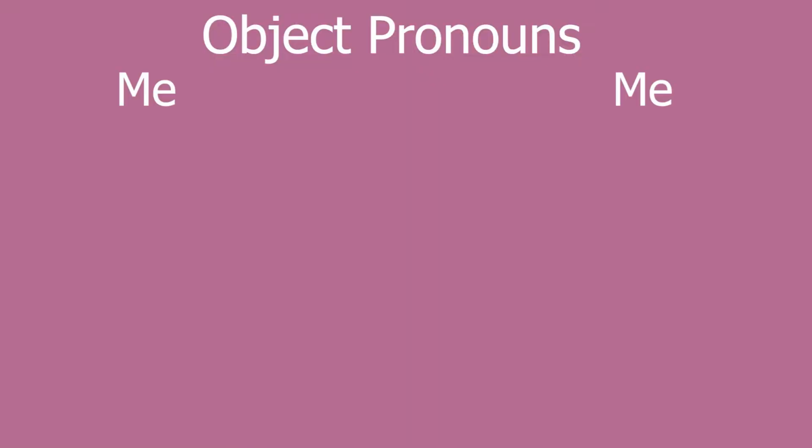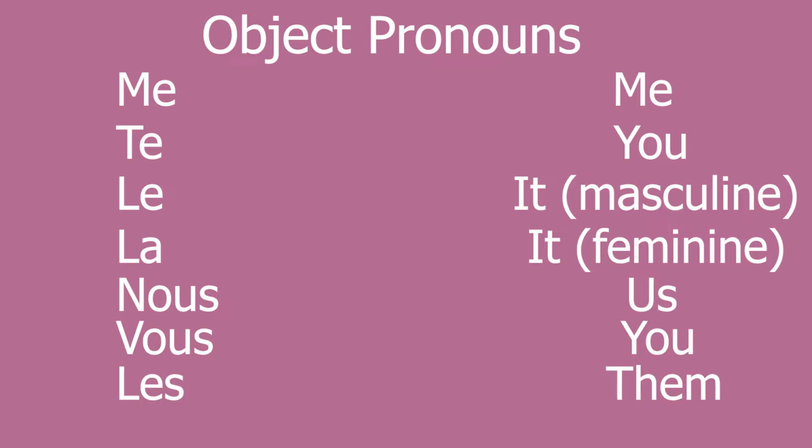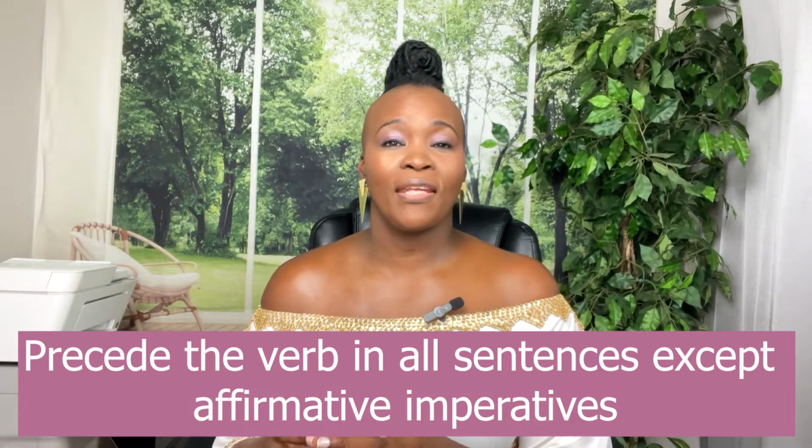The first one is me, not to be confused with me in English, it's pronounced me. So me, te, le, and la. One is feminine, one is masculine, and they both mean it. Then we have nous, vous, and les. So let's start with direct objects. Direct objects precede the verb in all sentences except for affirmative and imperative.